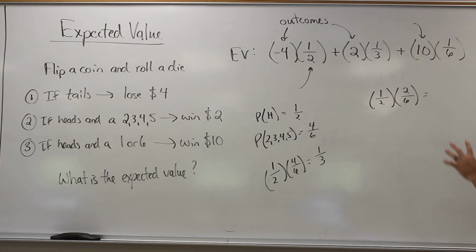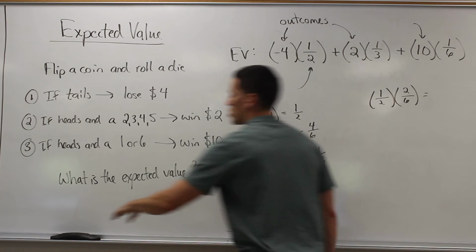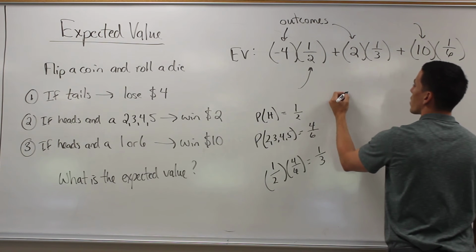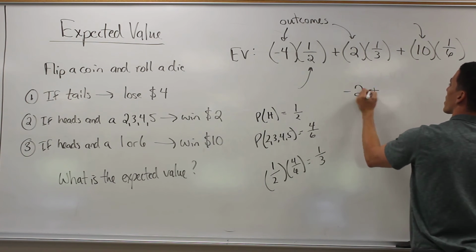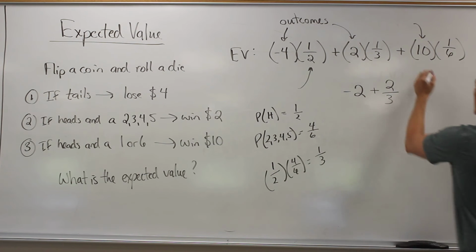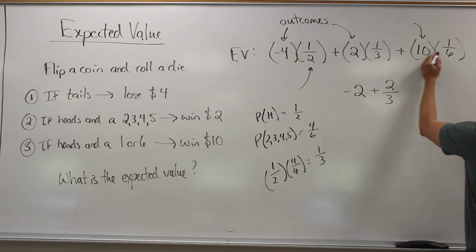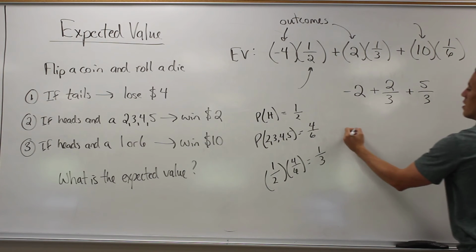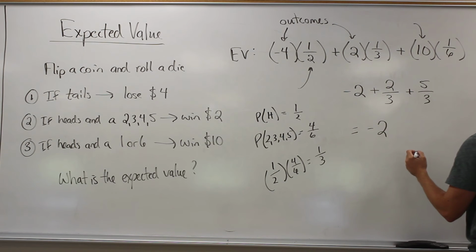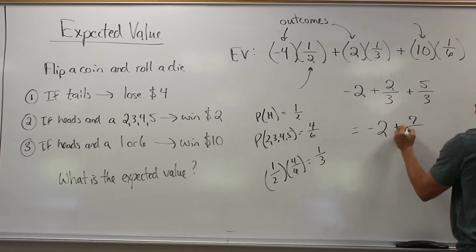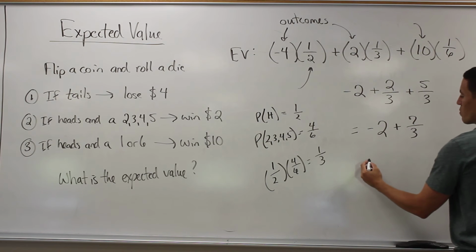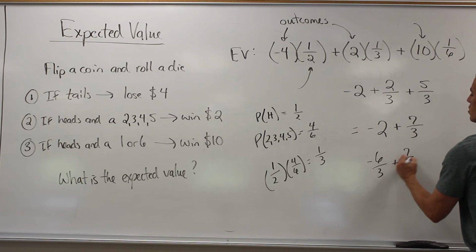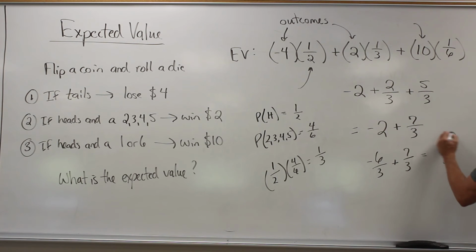And then finally, to calculate this expected value, we just need to calculate this sum. So if I go through here, I do this multiplication, I end up with -2. I do this multiplication, I end up with +2/3. And I do this multiplication and I end up with 10/6, which simplifies to 5/3. Simplify further, I get -2 plus 7/3. If I put -2 in terms of thirds, that would be -6/3 plus 7/3, which ends up being a +1/3.